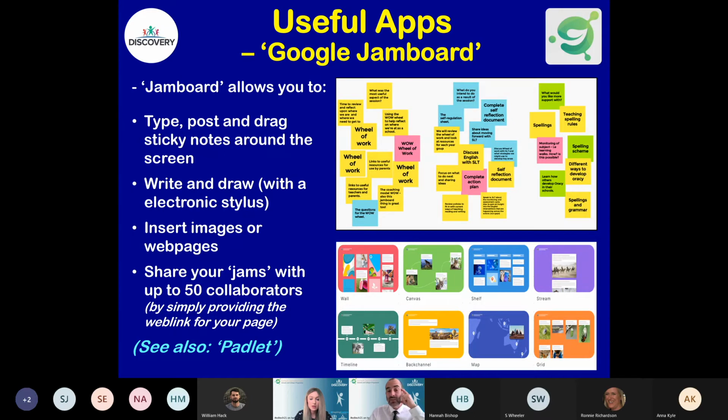And there's also Padlet that does something very similar. You can see at the bottom there. But again, if you want to have a look at something where you can use sticky notes in a remote context, that's a great way of doing that.